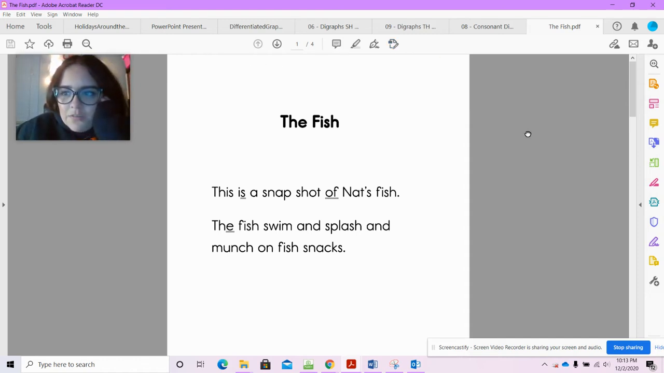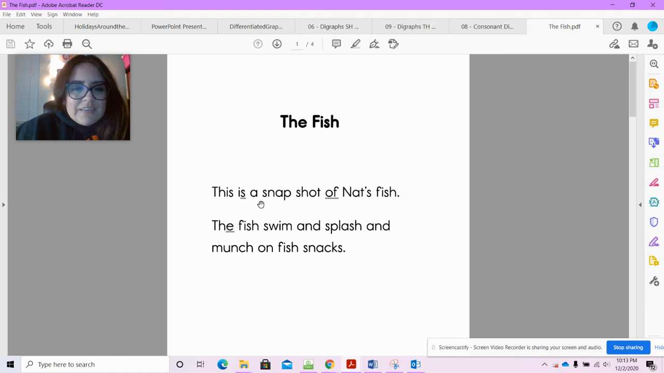Let me see. How do I get out of this? Here we go. So let's read it together, okay? The fish. So I see a sh sound there. So when you're reading this, you're going to highlight that part yellow. Anywhere you see the sh and the th sound, you're going to mark it. The fish.